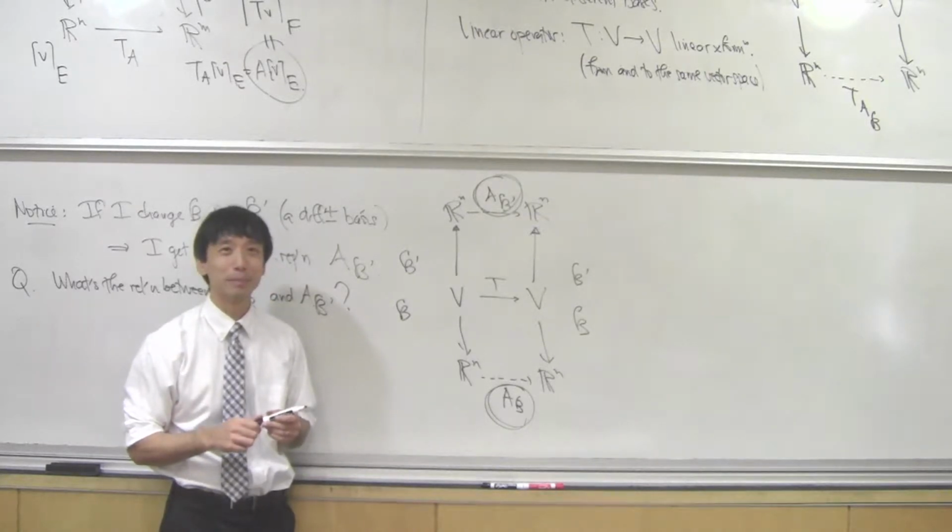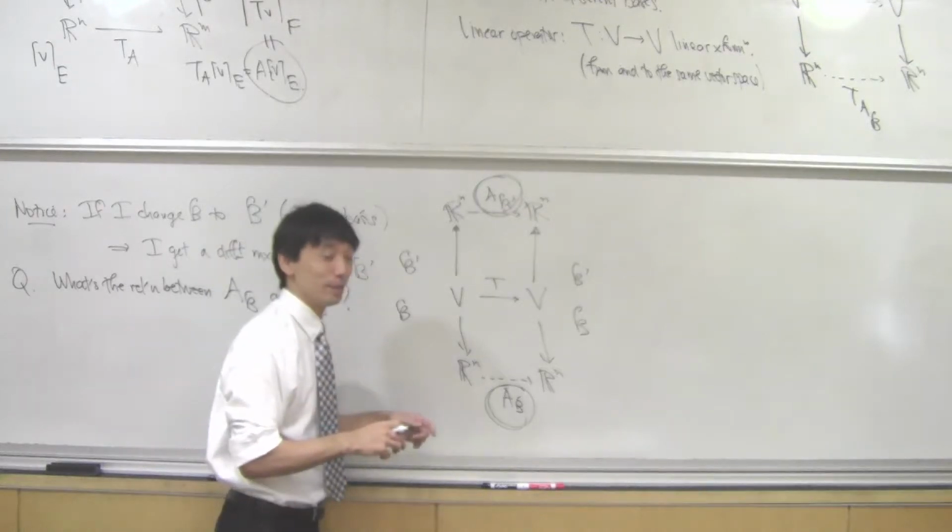Montana? Would it just be multiplied by a transition matrix? Yes.